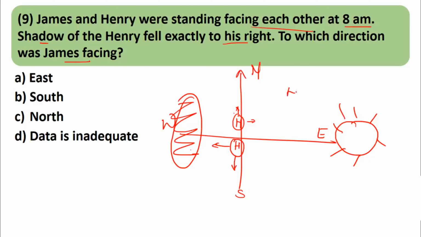So this is Henry. Henry is facing south, and we know James and Henry are facing each other. So James has to face Henry. So James is facing which direction? James is facing north. So north is the answer. Moving to next question.